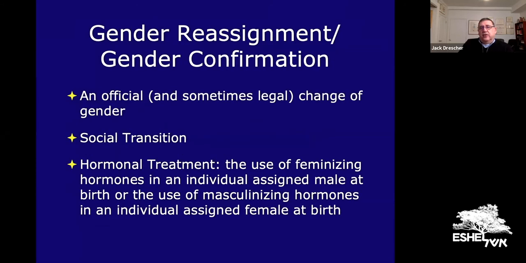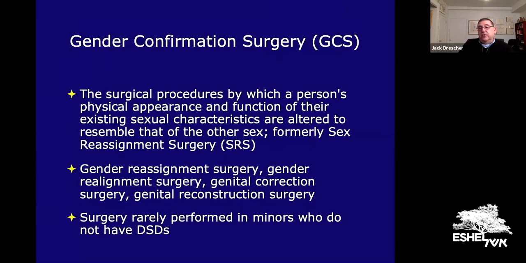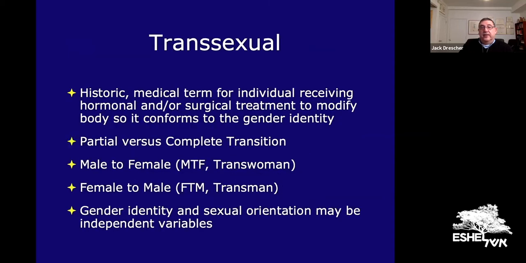Gender reassignment or gender confirmation is an official, sometimes legal, change of gender. It might simply involve a social transition, which basically means the way one dresses, cuts one's hair, whether or not one wears makeup, etc. Hormone treatment is the use of feminizing hormones in someone assigned male at birth, or masculinizing hormones in someone assigned female at birth. Gender confirmation surgery, which historically was called sex reassignment surgery, comprises the procedures by which a person might change their physical appearance to look like that of the other sex. It has many other names in the community, and it's really important to keep in mind that surgery is rarely performed on anybody below the age of 18, unless they have what we call a disorder of sexual development or an intersex condition. I'll talk about that in a minute.